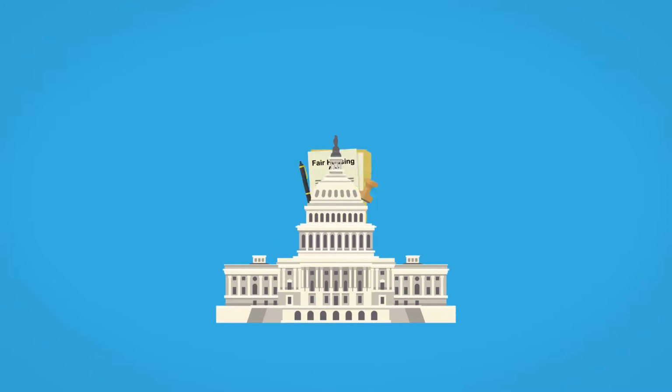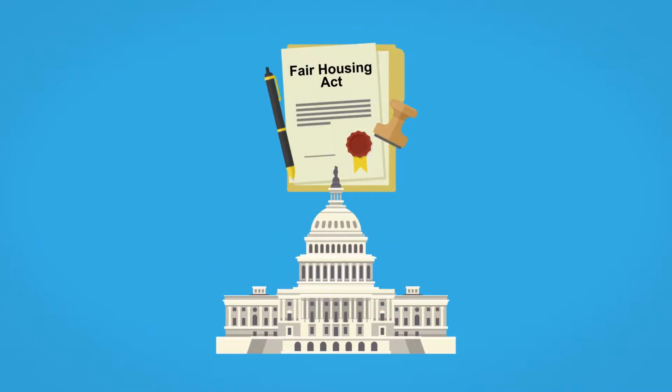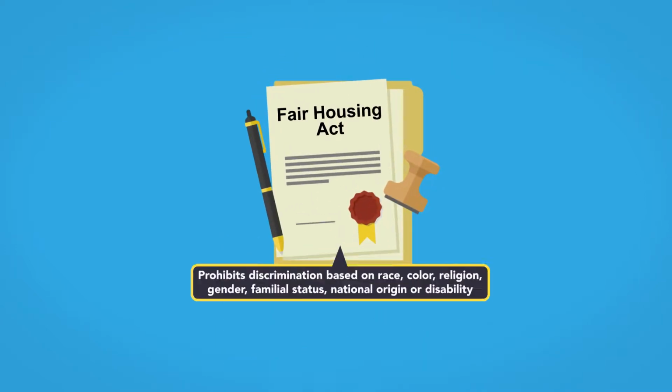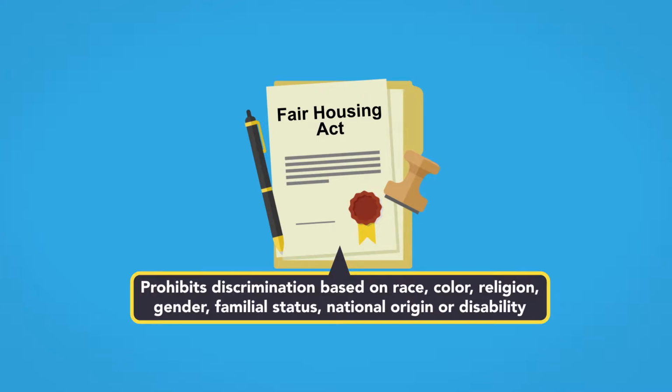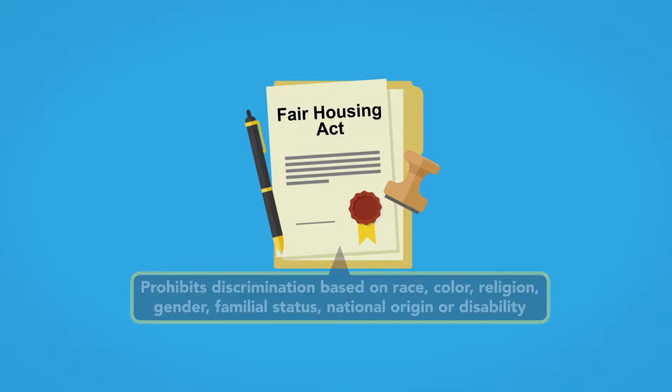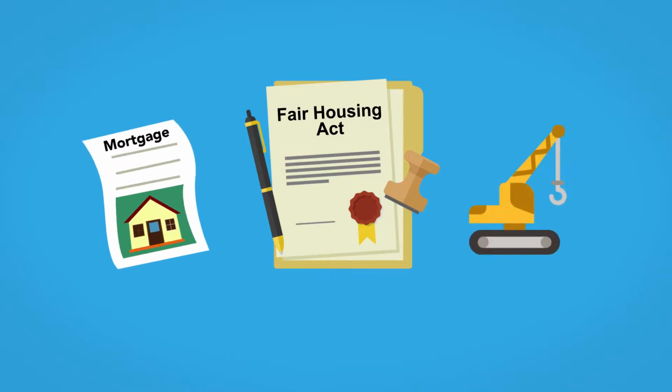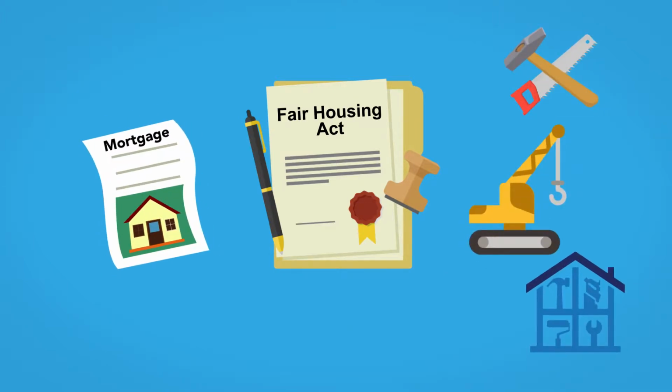Congress passed the Fair Housing Act as part of the civil rights legislation of the 1960s. It prohibits discrimination based on race, color, religion, gender, familial status, national origin, or disability in any residential real estate transactions, including mortgage loans, constructions, improvement, or maintenance of a dwelling.